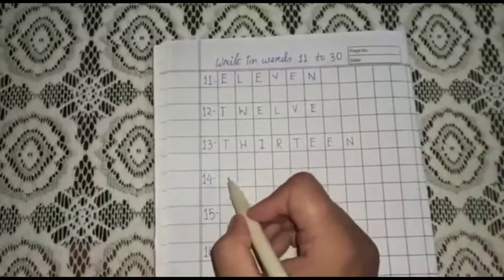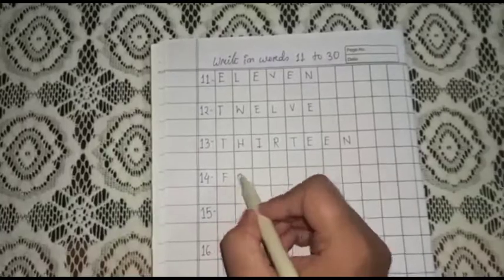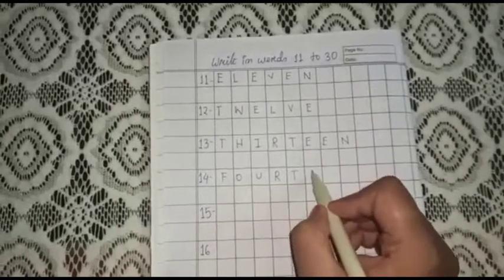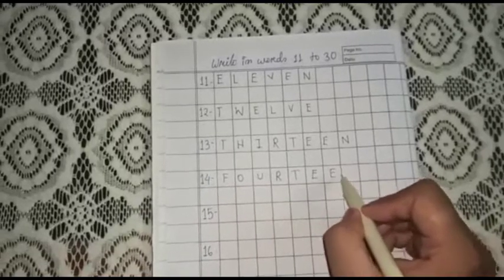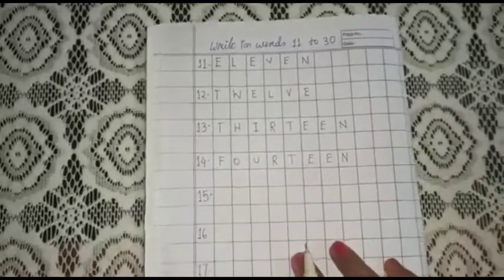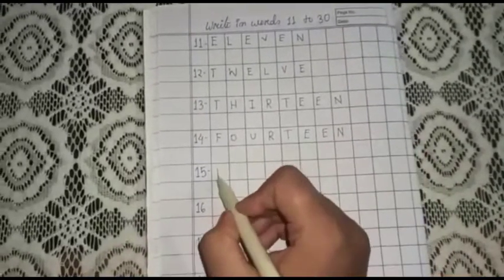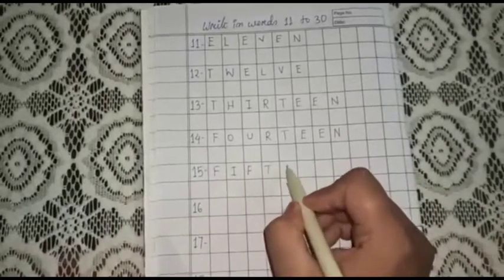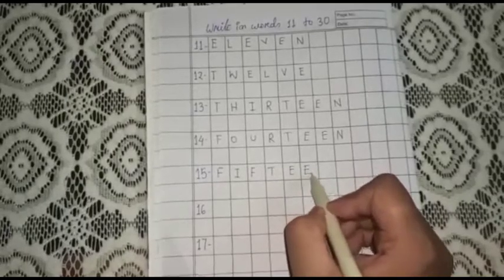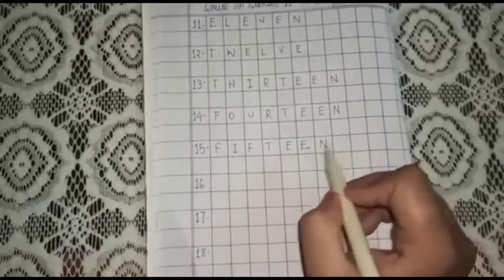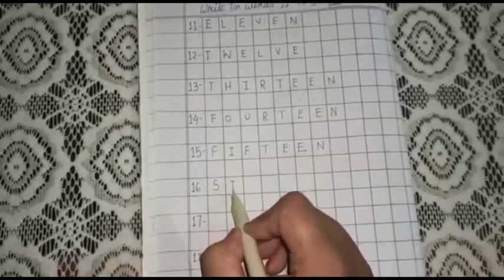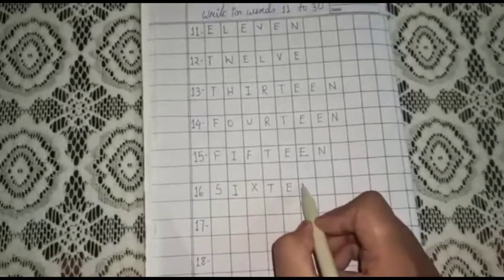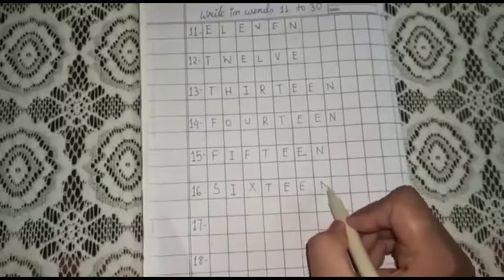14, F O U R T E E N. Now it's 15, F I F T E E N. 16, S I X T E E N.